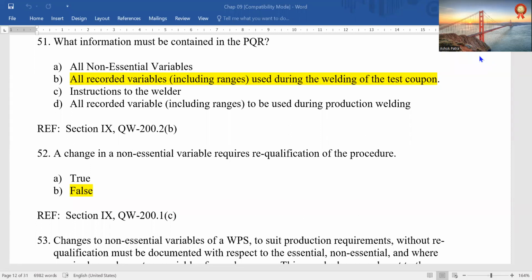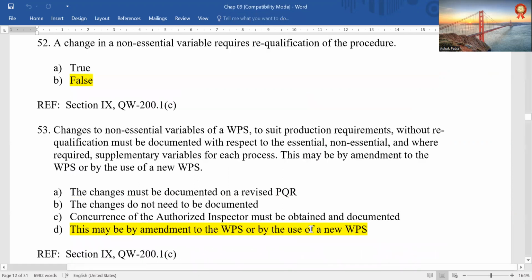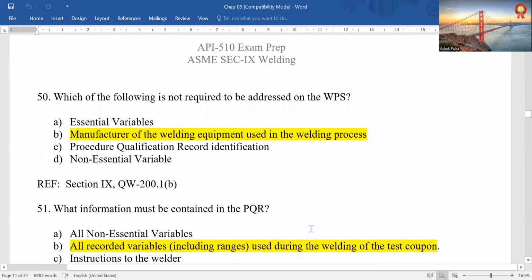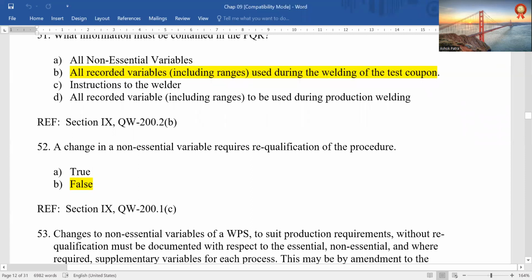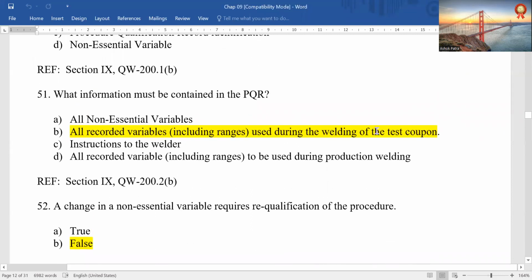Today we'll start the remaining part of section 9 from 51 to next. So what is the information that must be contained in a PQR? All recorded variables, including ranges used during the building of the test coupon.